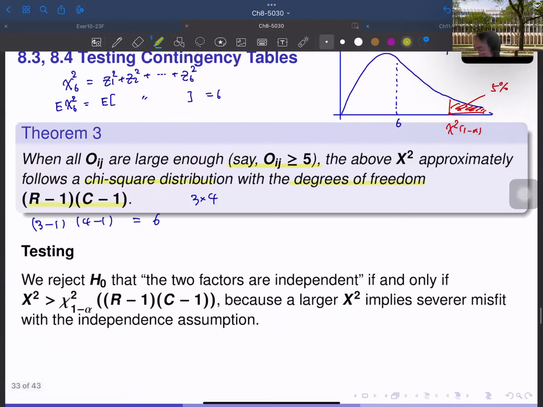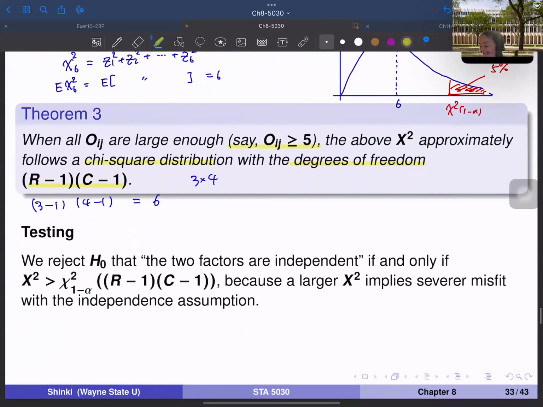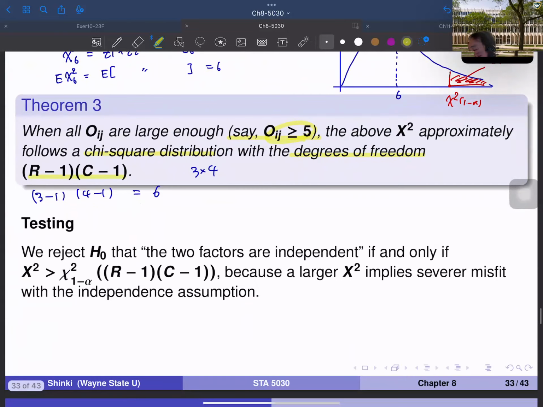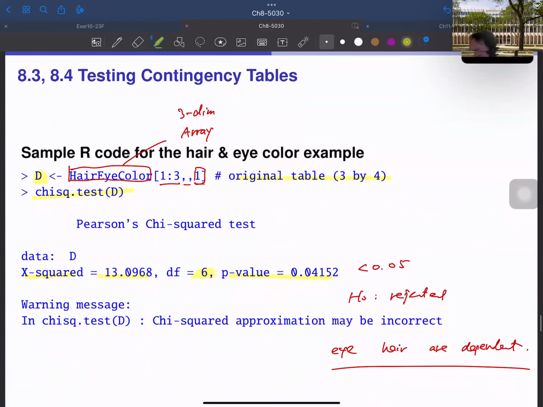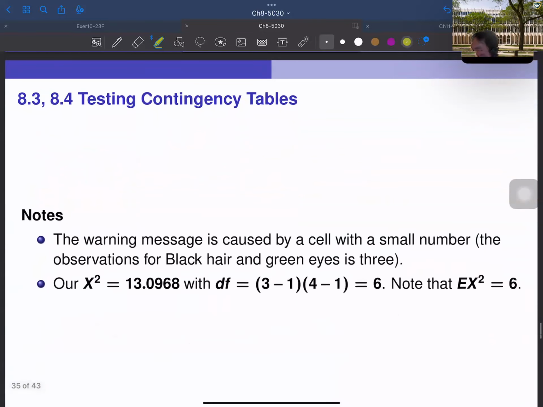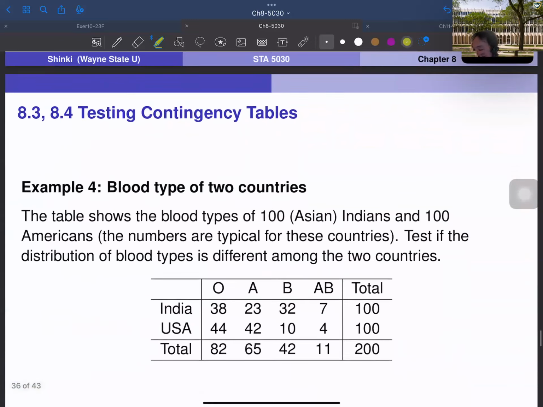For this lecture, we say O_ij should be larger than 5. That is an easier criterion since usually we only have the data set first. So this criterion can be checked just by looking at the O_ij. Yeah, that's it.